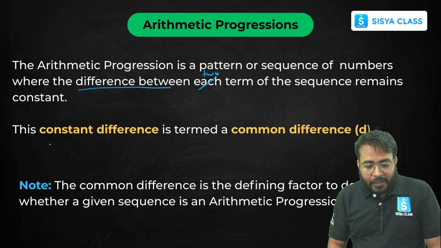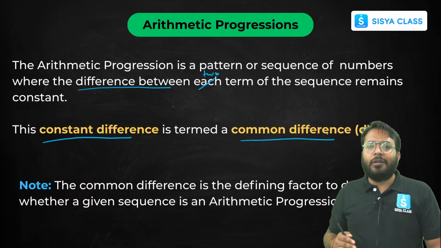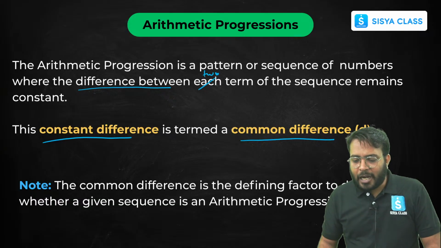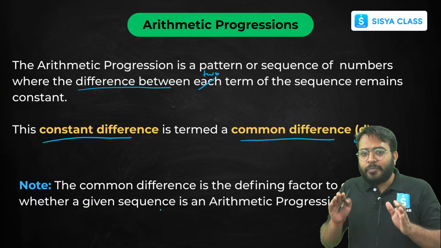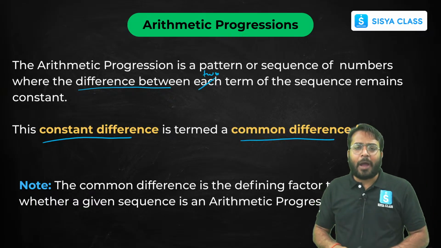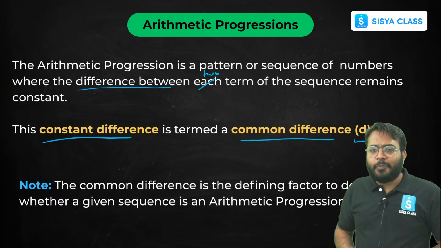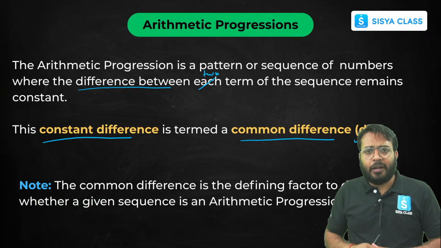That constant difference is what is called the common difference, and it is shown with a small d. Based on this common difference itself, we are going to check whether our sequence or pattern is in AP or not. Is it an arithmetic progression or not?